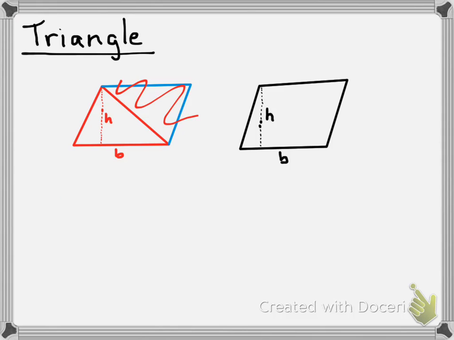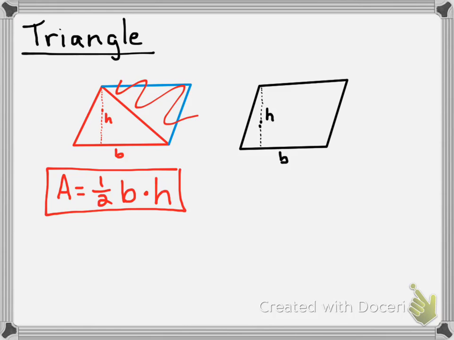So the formula for a triangle is 1/2 of base times height. And that's because a triangle is half as big as a parallelogram. We should know that because we split quadrilaterals into triangles already. It's half as big. So if a triangle is half as big, you have to take half of the area. So that's the formula for the area of a triangle, 1/2 base times height.